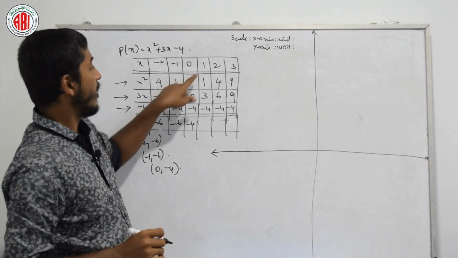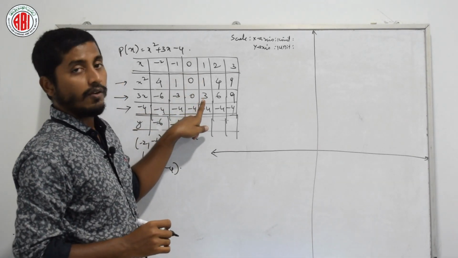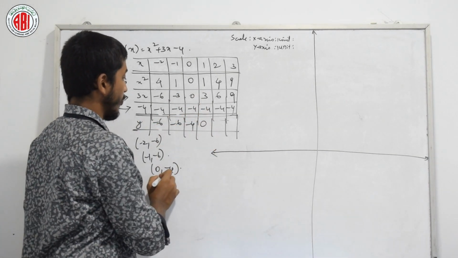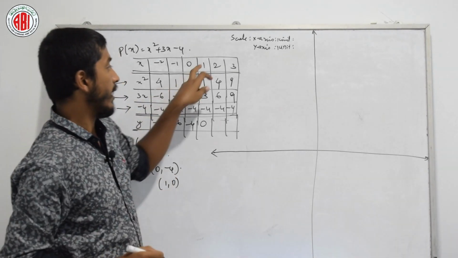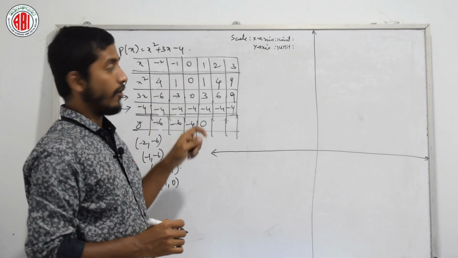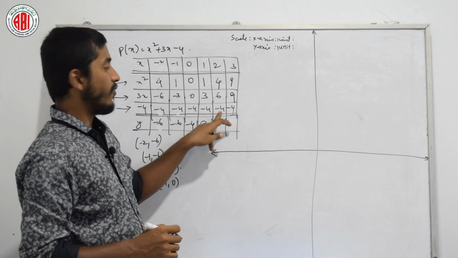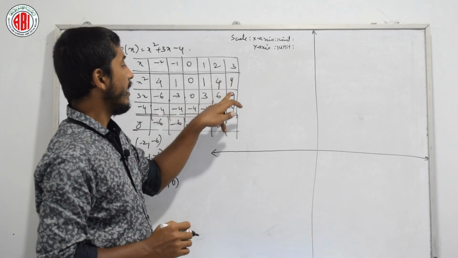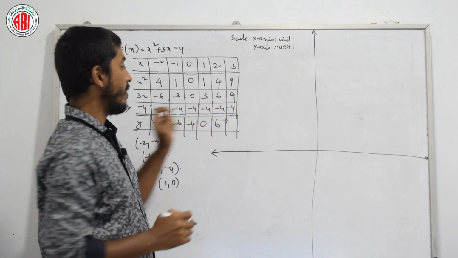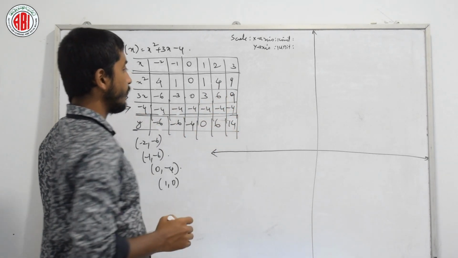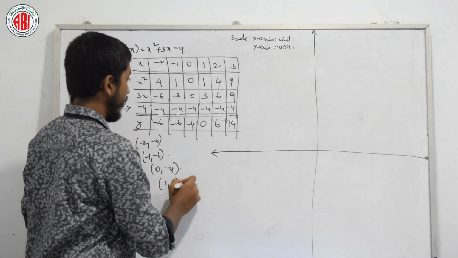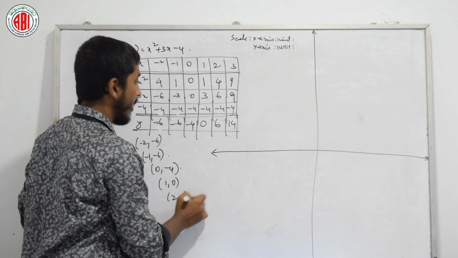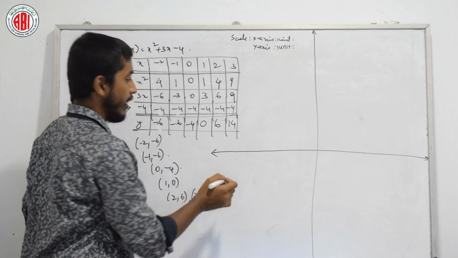Let us go to the fourth point. 1 plus 3 is 4. 4 minus 4 is 0. Which is, the fourth point is 1 comma 0. X term is 1 and y term is 0. And the last, 4 minus 4 is 0. 0 plus 6 is 6. And finally, 9 plus 9 is 18. 18 minus 4 is 14. Let us write this as 2 comma 6 and 3 comma 14.